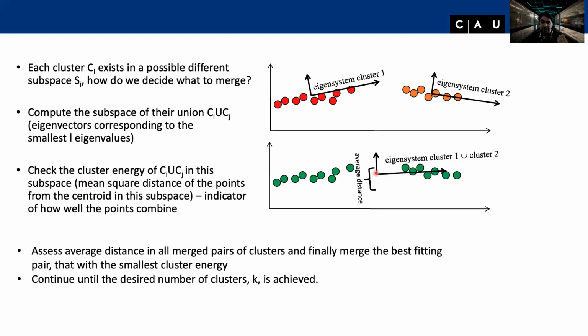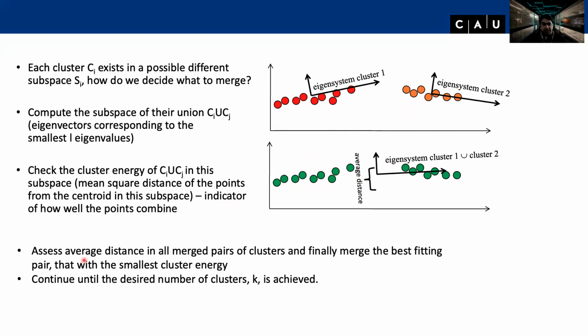And this is the term of variance: cluster energy is equal to the variance of objects to their centroid in the union of the subspaces here. And this is considered as an indicator of how well the points of two different clusters combine and if they should be merged or not.